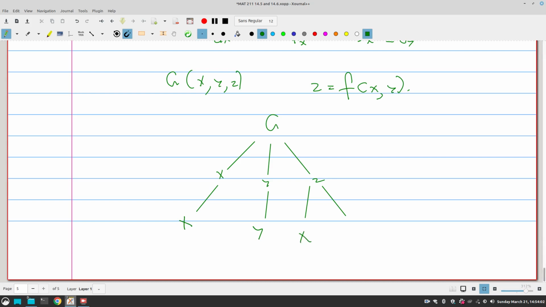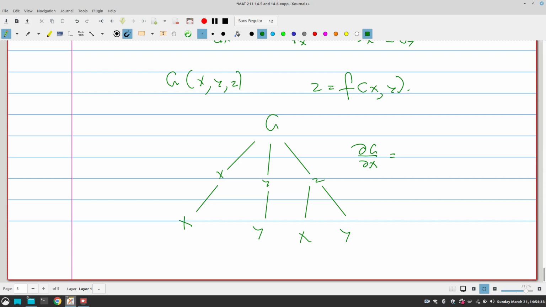So x is a function of x only, y is a function of y only, and z is a function of x and y. So this tells me that for dg over dx, we can't write the total derivative, because remember g is now a function of both x and y. So what we have to do is write partial g over partial x.